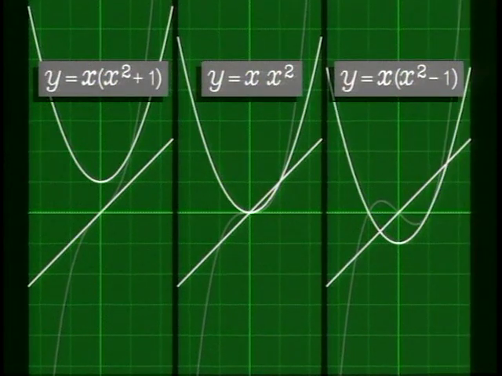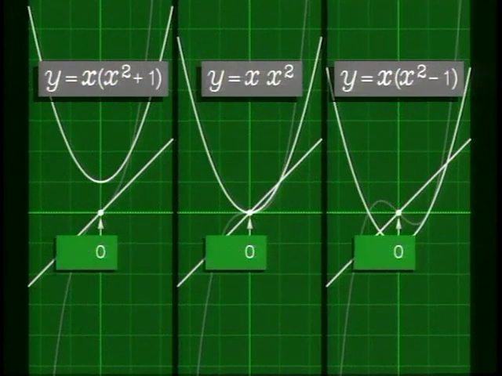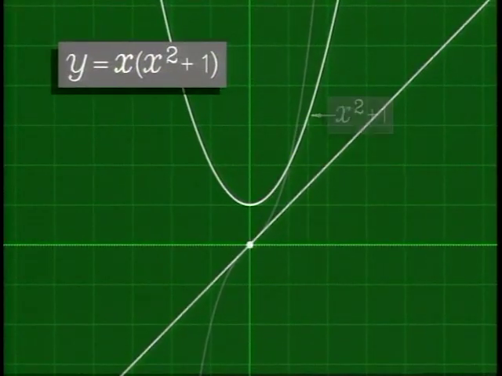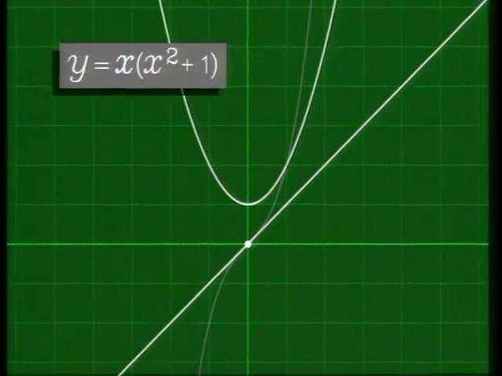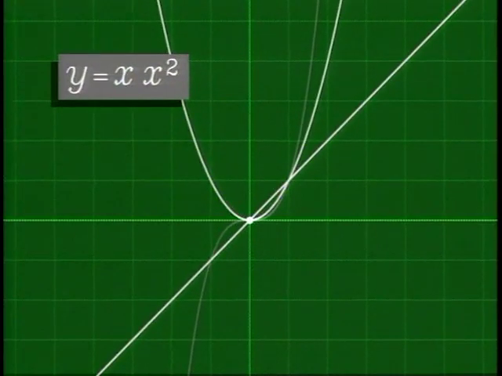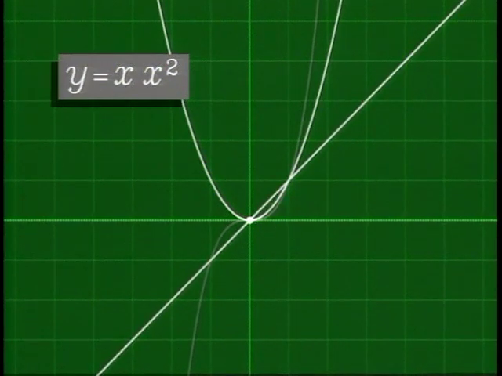The linear factor has exactly one zero, which is also a zero of the cubic. In this example, the quadratic factor is never zero, so the cubic has only one zero. In this example, the quadratic itself has a double zero, so it can be factored and the cubic has a triple zero.